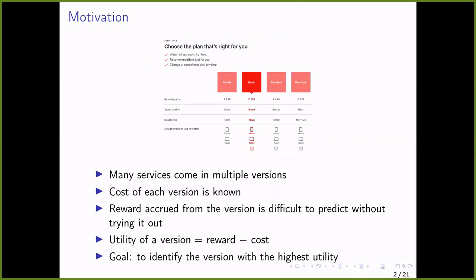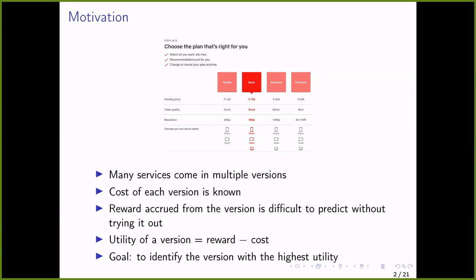This problem is motivated by software as a service applications like video on demand services, online shopping platforms, etc. Many software as a service offers a range of versions to their customers, where the more expensive versions provide better quality of service to the customers. For example, Netflix offers multiple versions to customers for subscription. The cost of each version is known, whereas the reward accrued from the version is difficult to predict without trying it out.